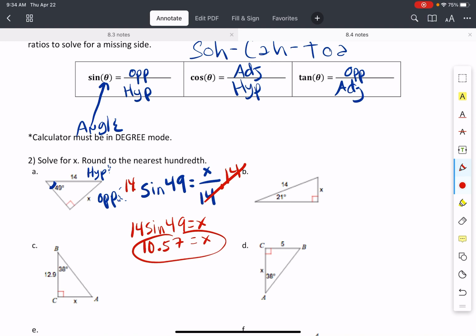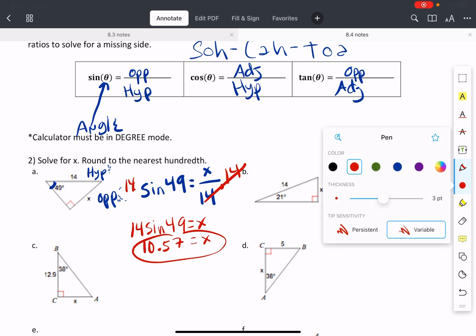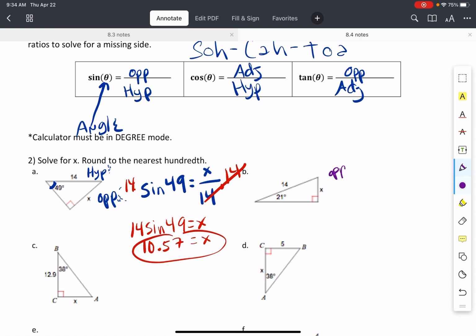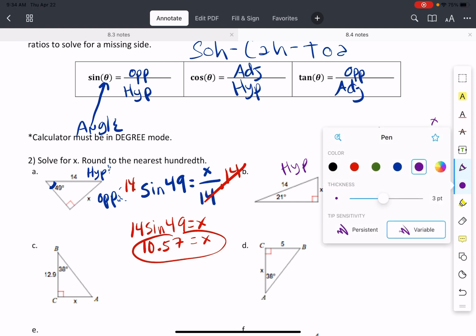Okay, let's try another one. Okay, x compared to our angle that we're given. Is it opposite, adjacent, or hypotenuse? Good. And the 14? Hypotenuse. So sine, cosine, or tangent? What do you guys think? Is it sine again? Yeah, I agree. So sine of 21 equals x over 14. And then what do I need to do to get the x alone? Times it.